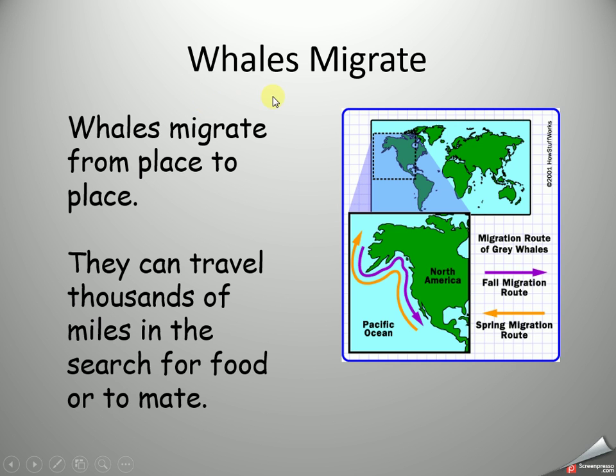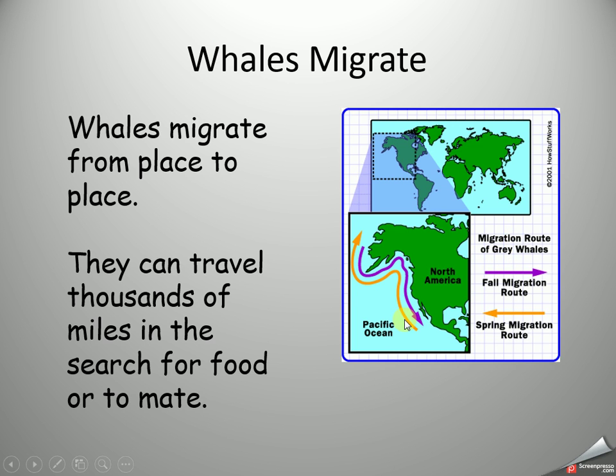Okay, so you have to know about migration. Migration basically refers to how an animal might move from one place to another depending on its seasons. Sometimes when it's too cold in an area, the animal might move to a warmer area. Birds do this all the time. And so what whales do is they move from one part of the America all the way to another. So you can say this is the migration route of grey whales.